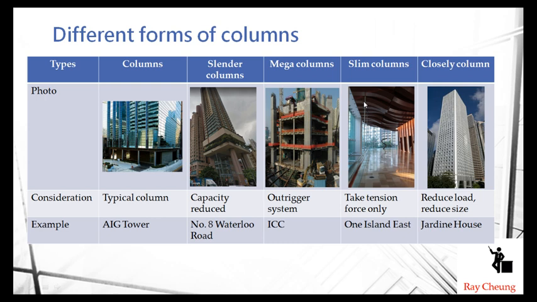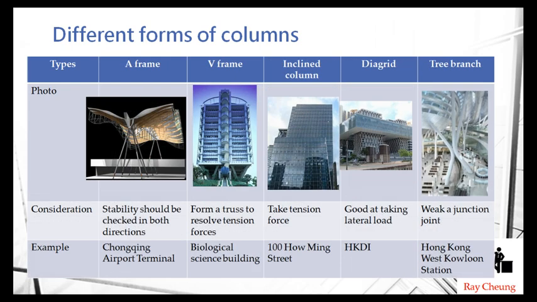They try to use a steel wall. It's a hanger steel wall. And in the past you can see there are tube-in-tube buildings. There are many columns outside of the buildings, and the A-frame and the V-shaped form and the incline form and the diagram form and the tree branch.